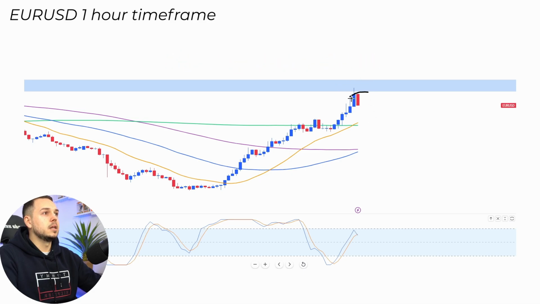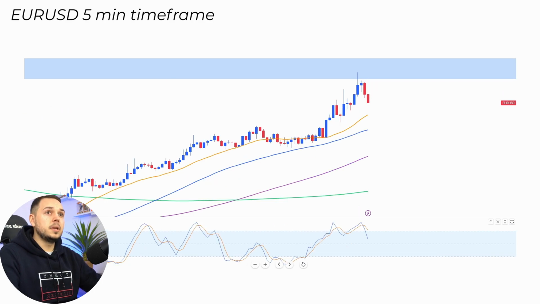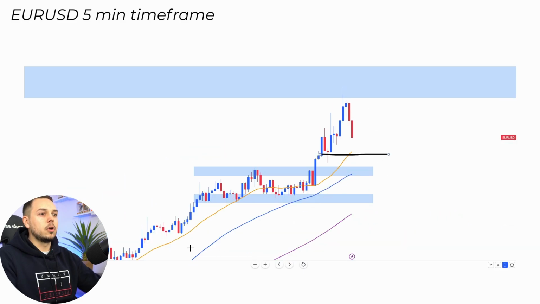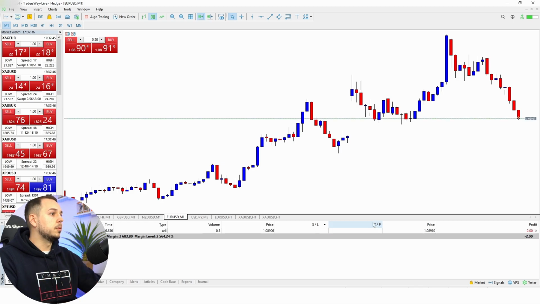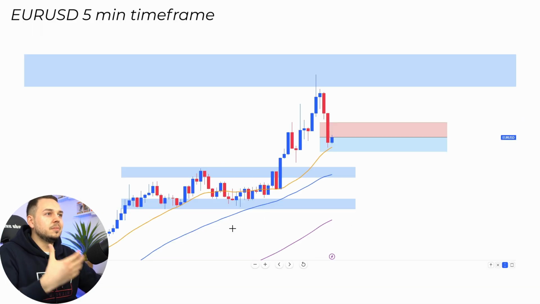We are currently seeing a strong red candlestick moving towards the downside. The 5 minute time frame RSI has already been overbought and moving down. We should be aiming for this area zone over here. I'm gonna place a 0.50 position for Euro US dollar. This is my trade currently.